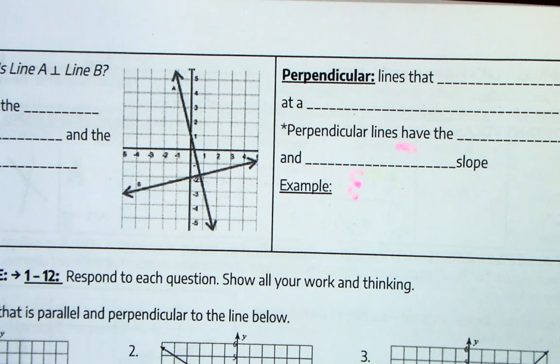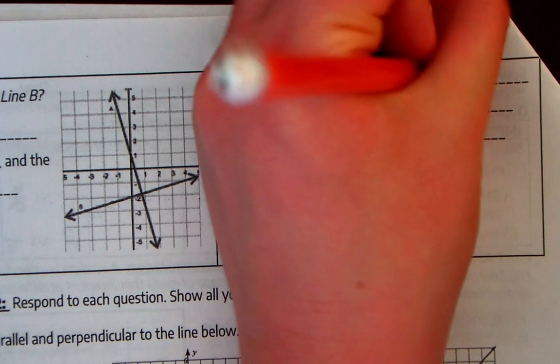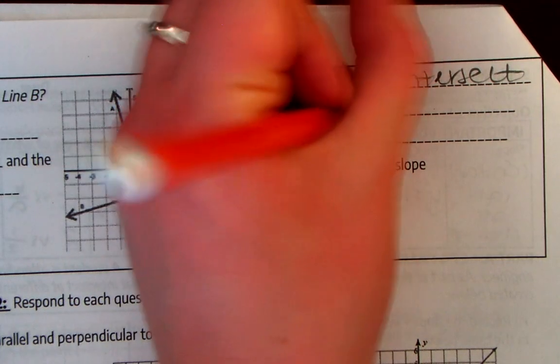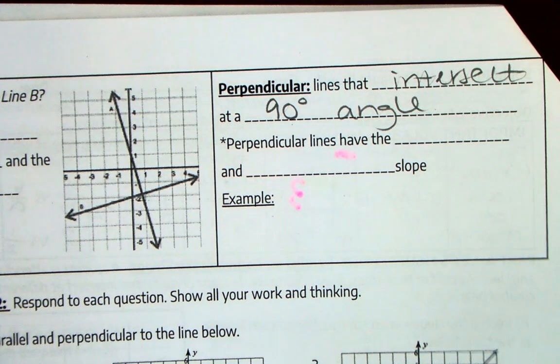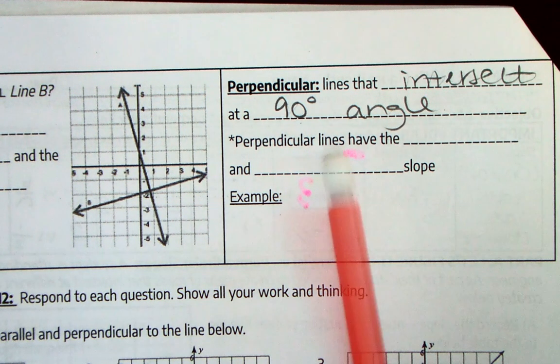Let's talk about perpendicular. Perpendicular is lines that intersect at a 90-degree angle. Now, perpendicular lines are going to have different slopes, right? If we want them to intersect, they can't have the exact same slope. They have to have different slopes, but there's a cool pattern that shows up when slopes are perpendicular, when they meet at that 90-degree angle.